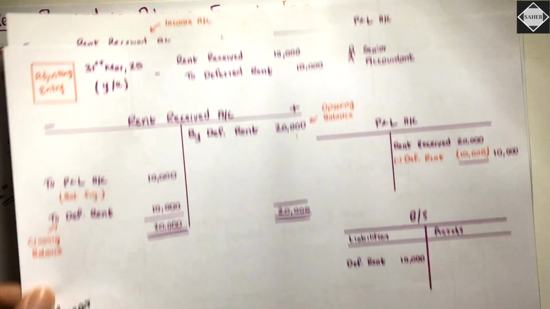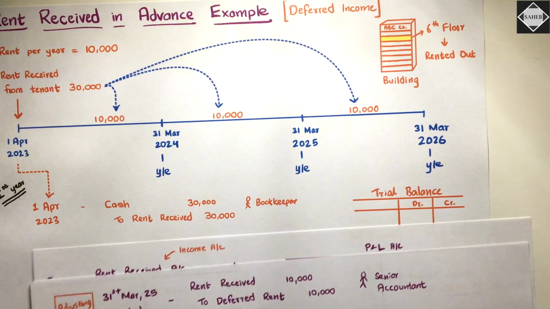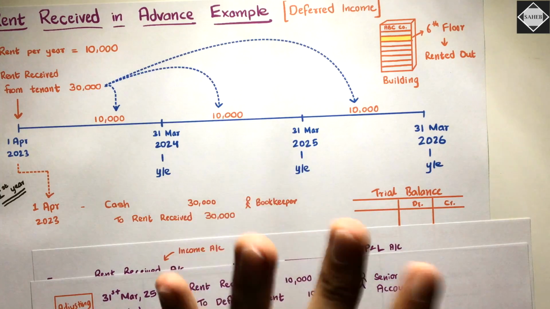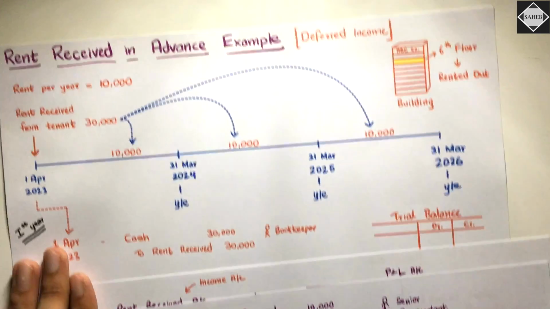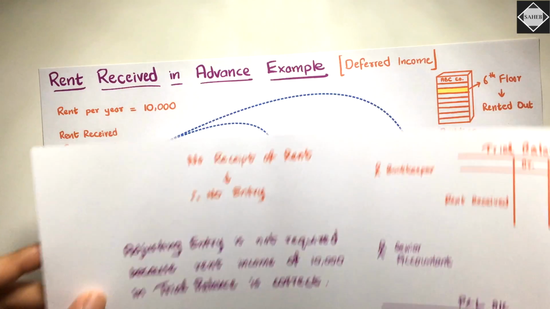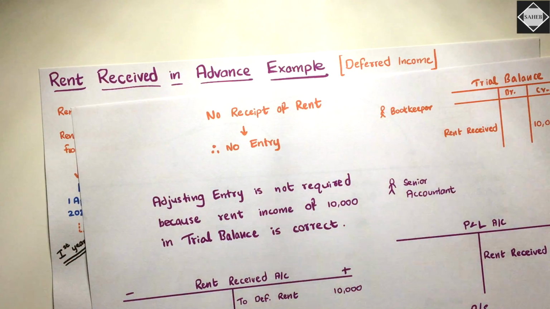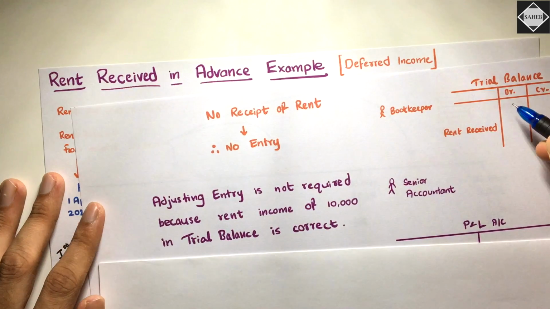And then this entire year will be passed and then the year end will come. And in this year also the same thing, no receipt entry. The third party will not pay us any money because they have already paid everything. Fine, no receipt of rent, no entry. Is that clear? Fine. So in the trial balance, what will happen?